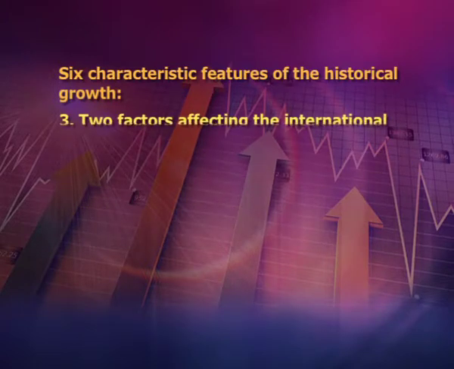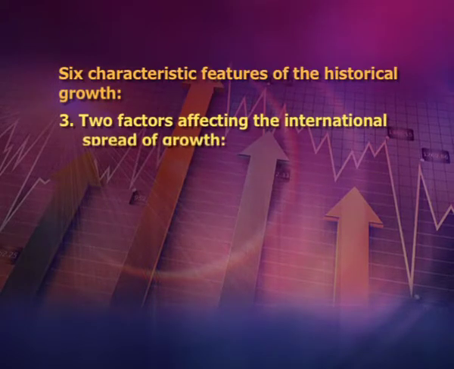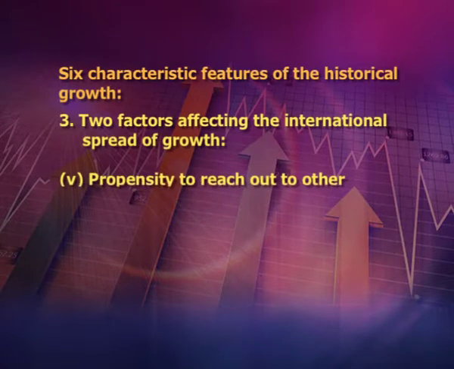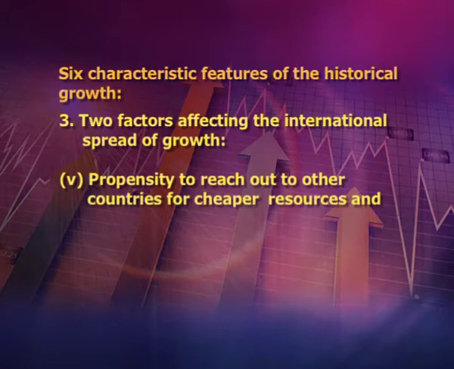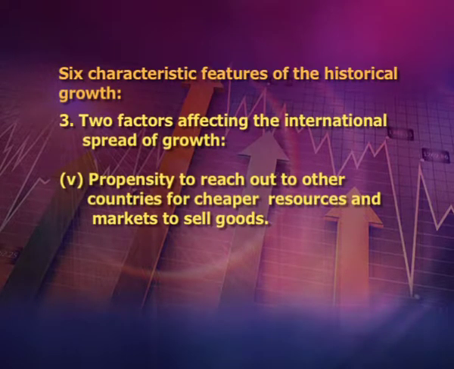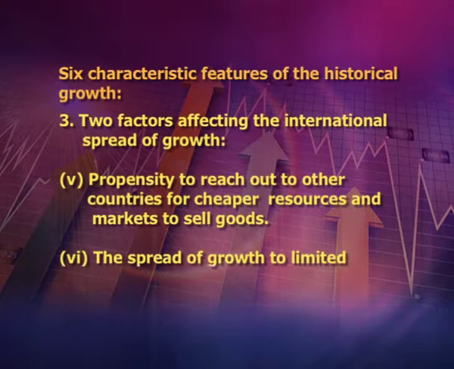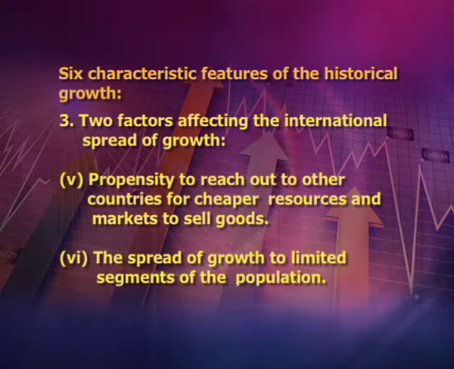The third set of variables pertain to international spread of growth, under which the first is propensity to reach out to other countries for cheaper resources and markets to sell goods, and the second is the spread of growth to limited segments of the population.